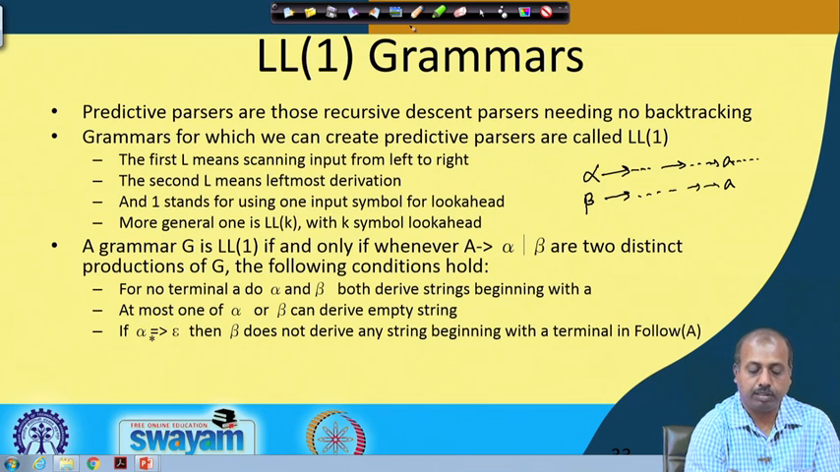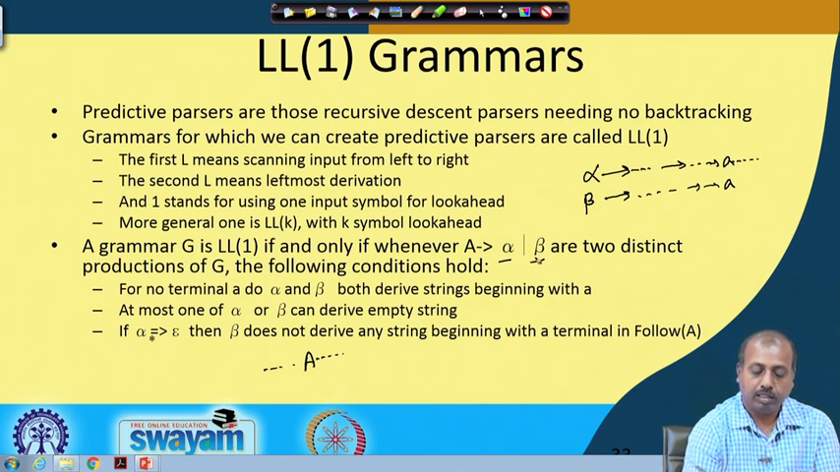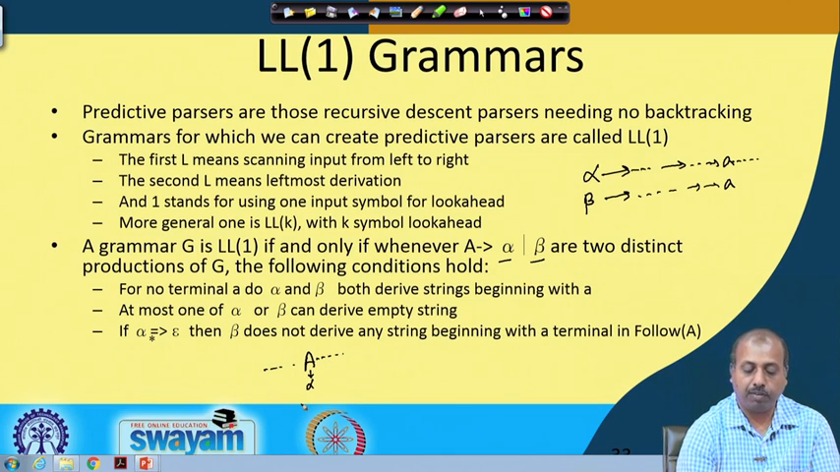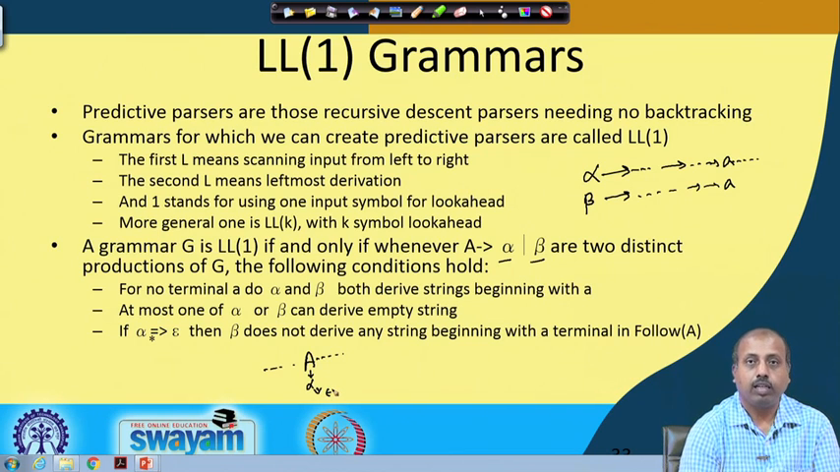So, it says that I have got some string, and at this place I have got A and then something else. Now, I have got a choice: I can replace A by alpha or A by beta. So, if I replace A by alpha, and alpha can give me epsilon, then from beta I should not be able to derive any string beginning with a terminal in follow of A.